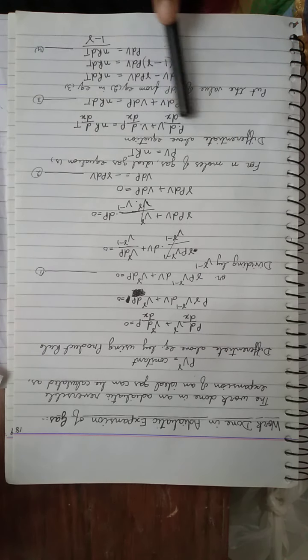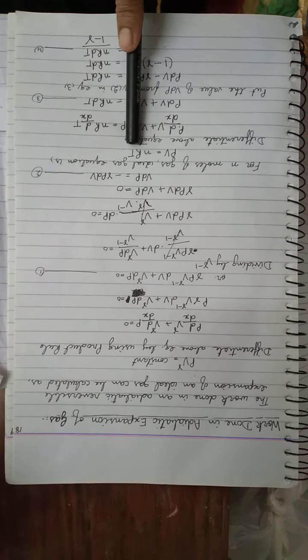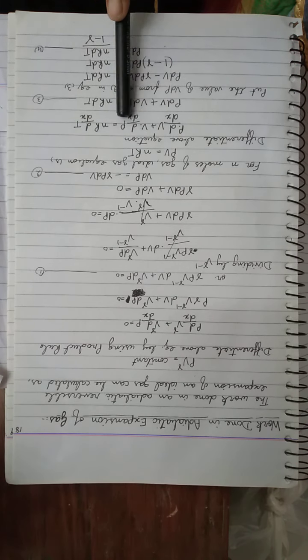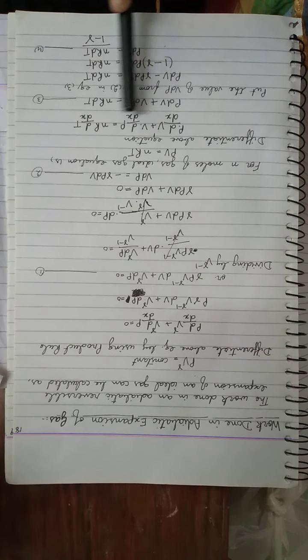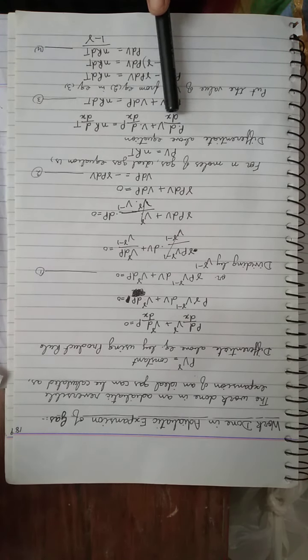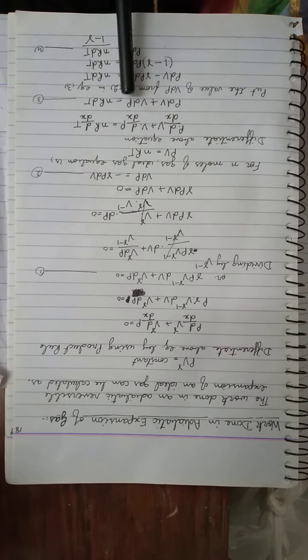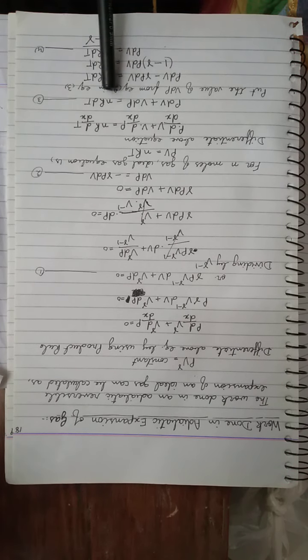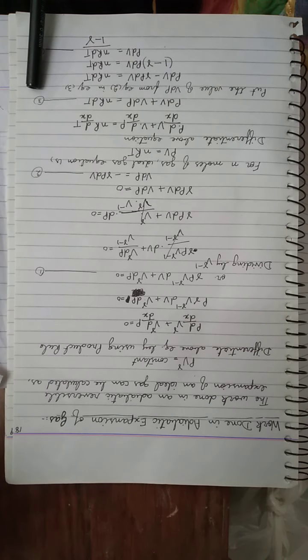Please students, keep in mind that we will differentiate only the variables P, V, T. These are the variables, and n and R are the constants. The result of the differentiation of these values will be P dV plus V dP. This is equal to nR, d/dx of T is dT. Say this equation number 3.